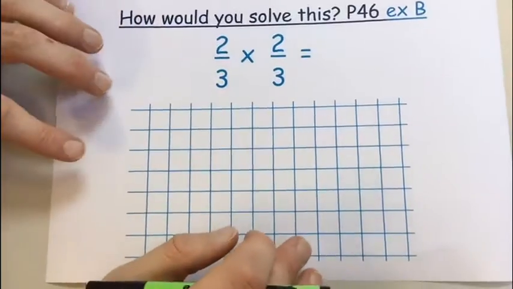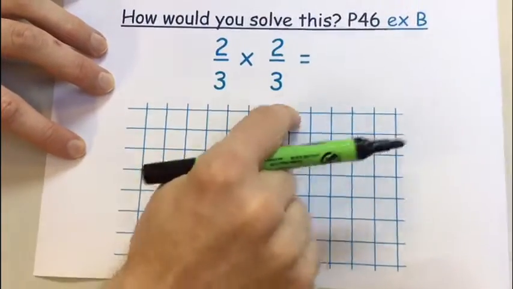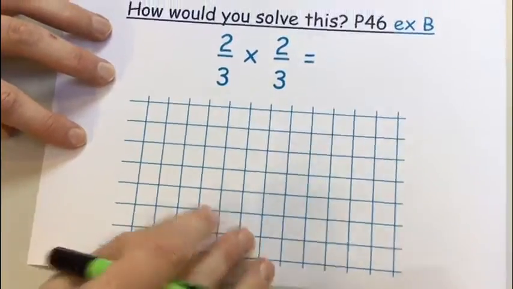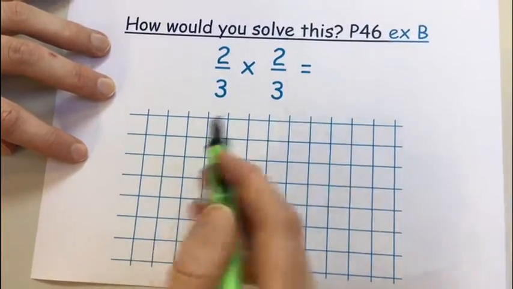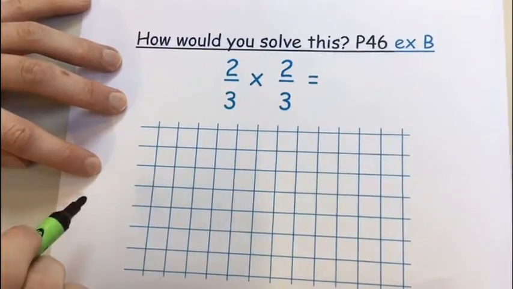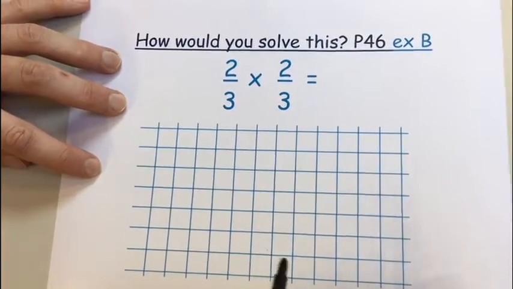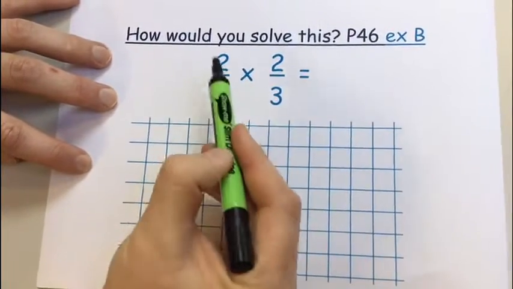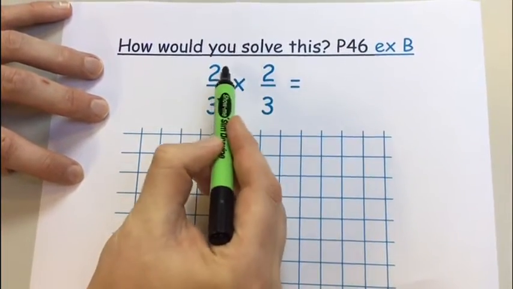Now we're going to look at multiplying two fractions. This is an exercise B, because it's likely to have some simplifying after we find the first answer. So the principle still stands. To multiply two fractions, all we have to do is multiply the two numerators together.